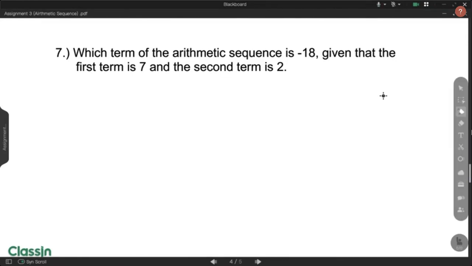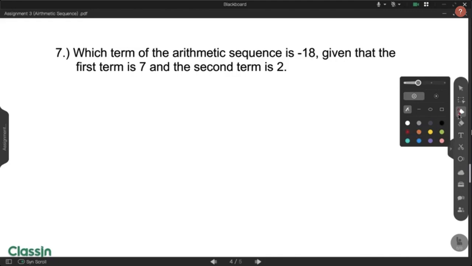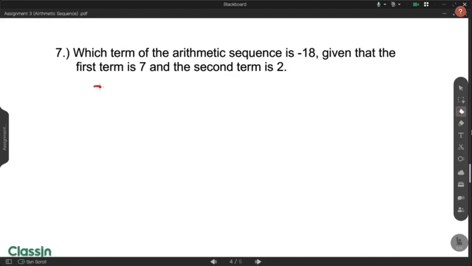Number 7. Which term of the arithmetic sequence is negative 18, given that the first term is 7 and the second term is 2? First term, 7. Second term, 2. Let's find out which term of this sequence is negative 18. This is a sub 1, a sub 2, and negative 18 is just a sub n.